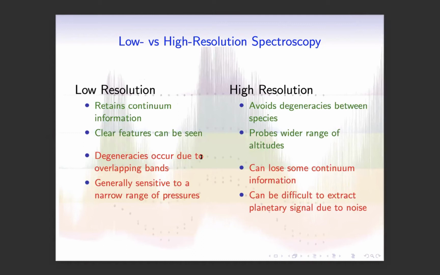High res is almost entirely flipped. You can avoid the degeneracy between the species because you have many, many thousands of lines that you're correlating. So they're not going to be all the same for different species. You can even tell between different isotopes of different species with high res. And you generally probe a wider range of altitude. You're actually probing a bit higher up in the atmosphere because the line cores are generated at higher altitudes. So you can sometimes end up probing 4 or 5 dex in pressure with these high res spectra.